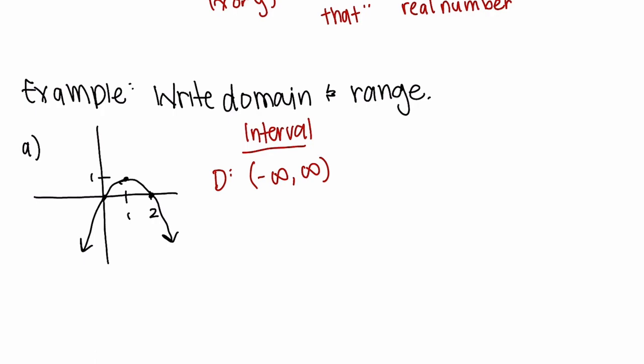If I wanted to do that in set notation, we're going to do our curly brackets. I'm going to say my input is x, so it's all x's, such that x is an element of the real numbers. And because I have negative infinity to infinity, that is all I need to say. I don't need to do anything else.